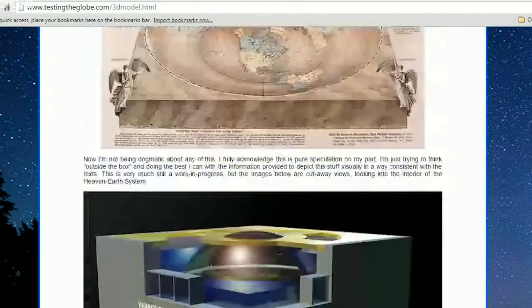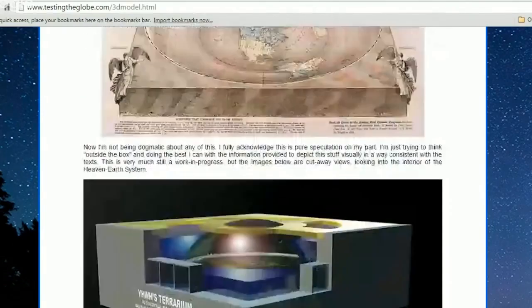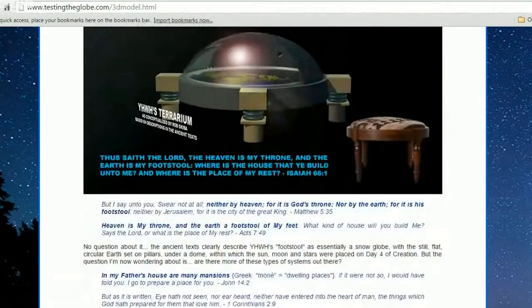Okay, so that's the reason why I've got this overall depiction here. Heaven is his throne. It's the throne room. He walks on the circle of heaven, and the earth system below with the firmament is his footstool. That's the idea I'm going for there. No question about it. The ancient texts clearly describe Yahuwah's footstool as essentially a snow globe, with the still flat circular earth set on pillars under a dome within which the sun, moon, and stars were placed on day 4 of creation. But the question I'm now wondering about is, are there more of these types of systems out there?